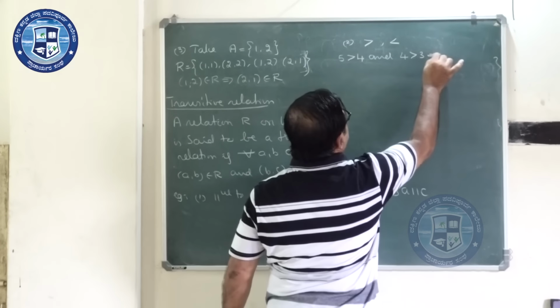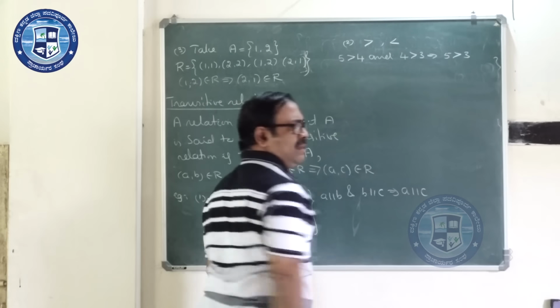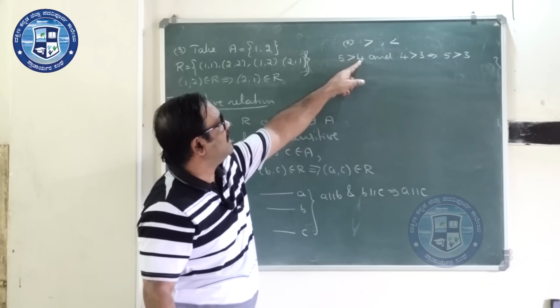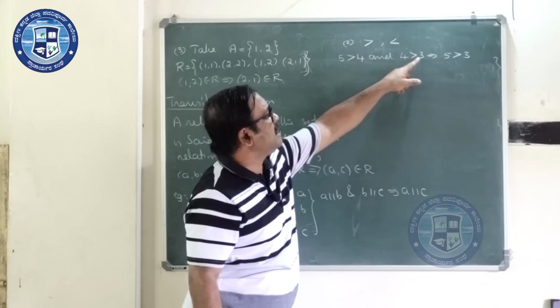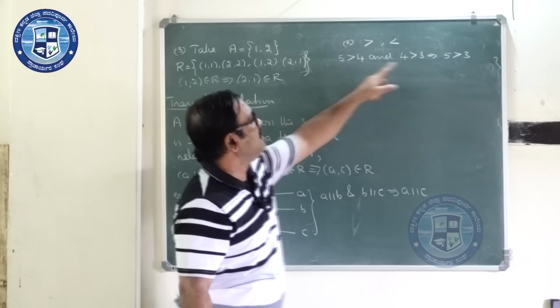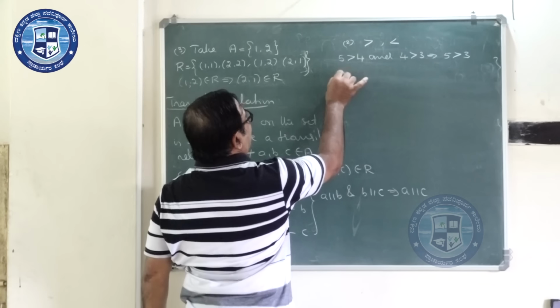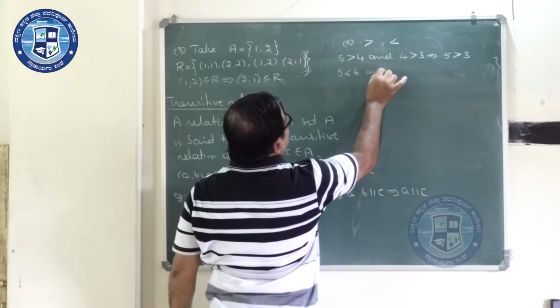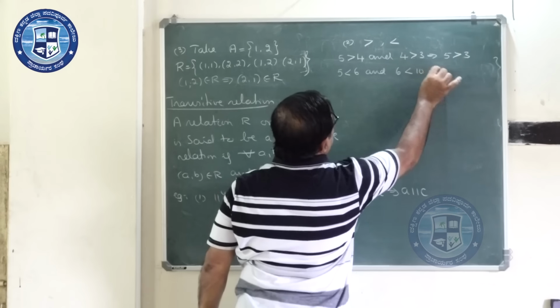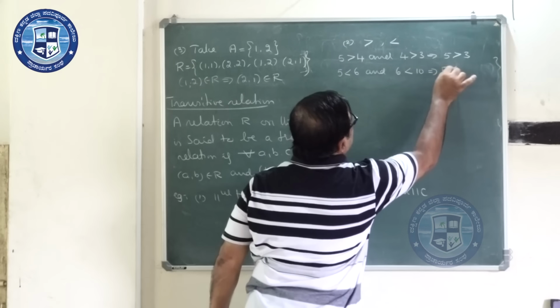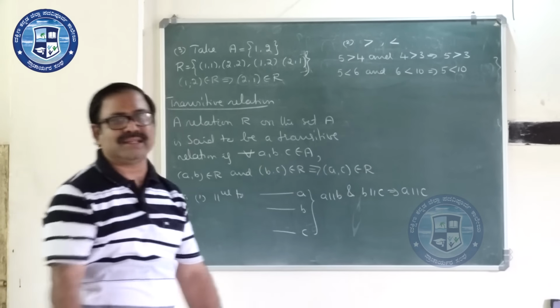Does it imply 5 is greater than 3? Yes. See, 5 is greater than 4 and 4 is greater than 3. That means 5 is greater than 3. Therefore, the relation is transitive. Now, 5 is less than 6 and 6 is less than 10. This implies definitely 5 is less than 10. Therefore, the relation is transitive.